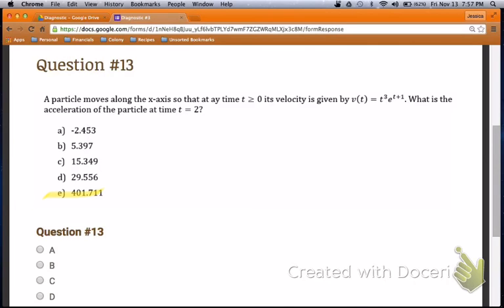So definitely get practice with that, because that is supposed to be a super easy question, but it doesn't look easy until you understand what it's asking exactly.